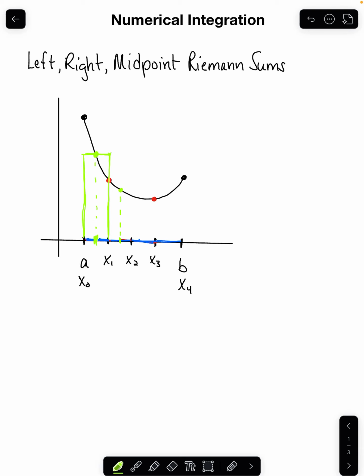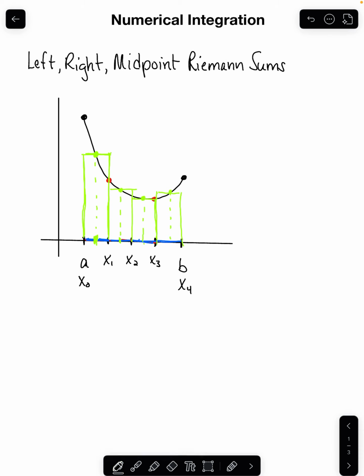Continuing on then, we would find that the second rectangle would appear like this. The third rectangle would appear thusly. And the fourth rectangle like so. Each one of these rectangles on its subinterval is a better estimate than either the left or the right endpoint itself.